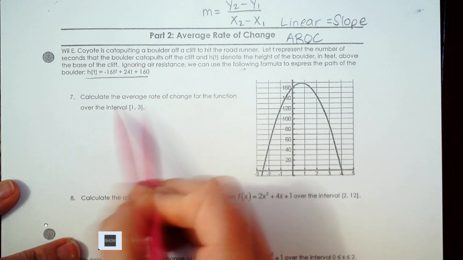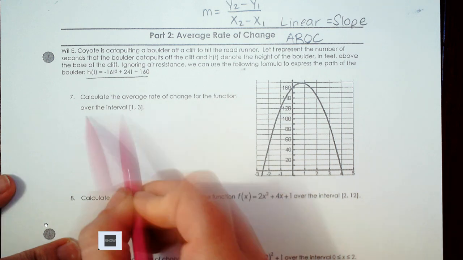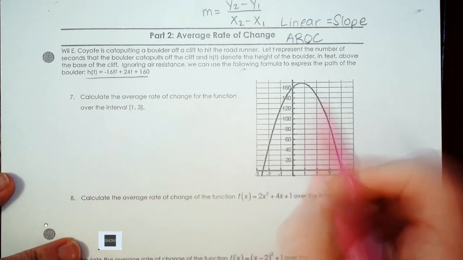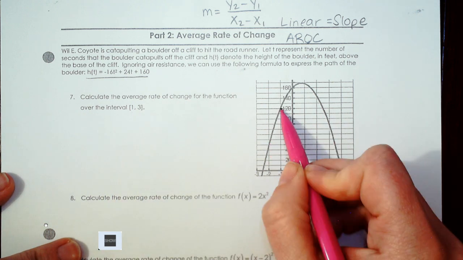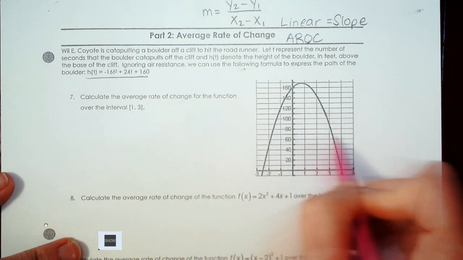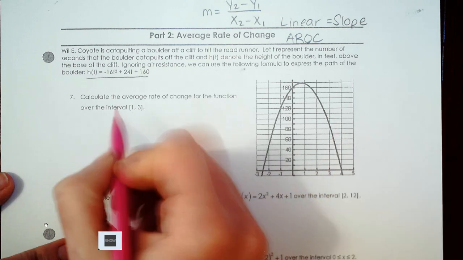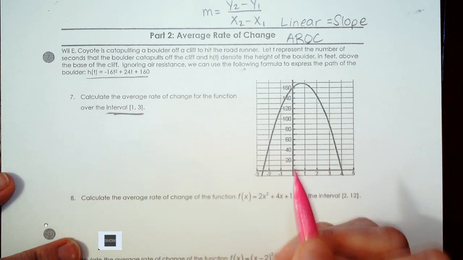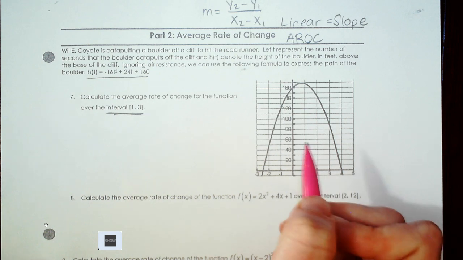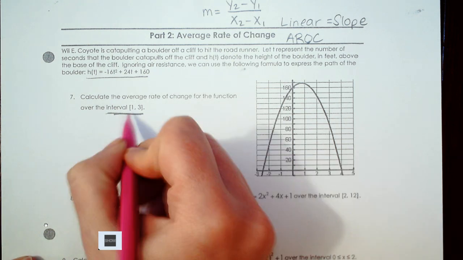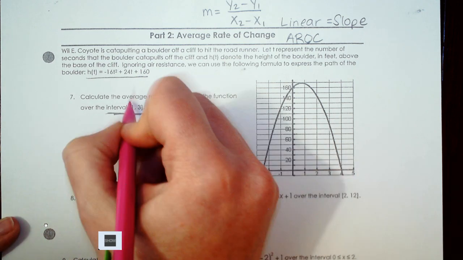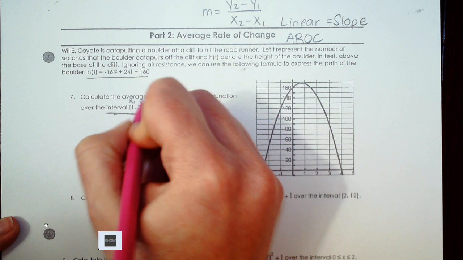Now it says calculate the average rate of change for the function over the interval 1, 3. So here's the part that's a little bit different. I told you before that maybe from here to here you have a positive slope, but then here to here you have a negative slope. So it's different on a quadratic. They're always going to give you an interval, meaning they're going to tell you find the slope between these points. Okay, and these will always, always, always be your x values. Like this is your first x, this is your second x.